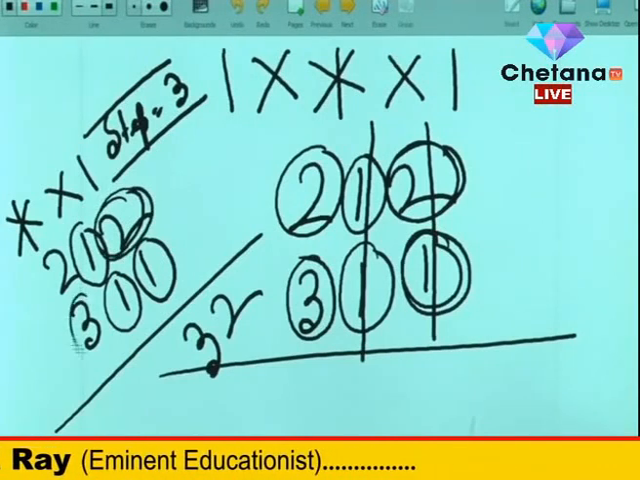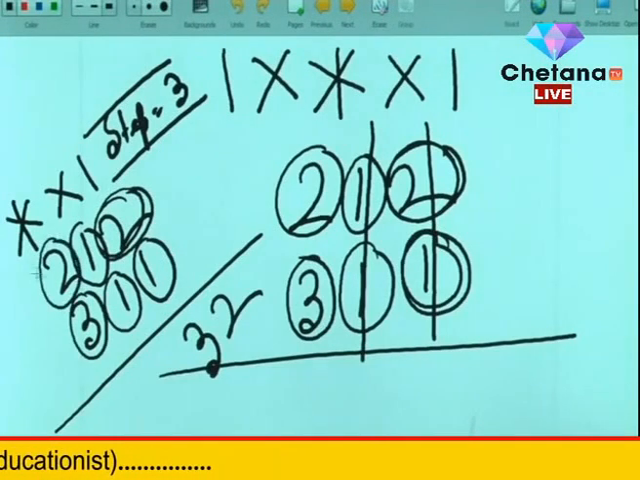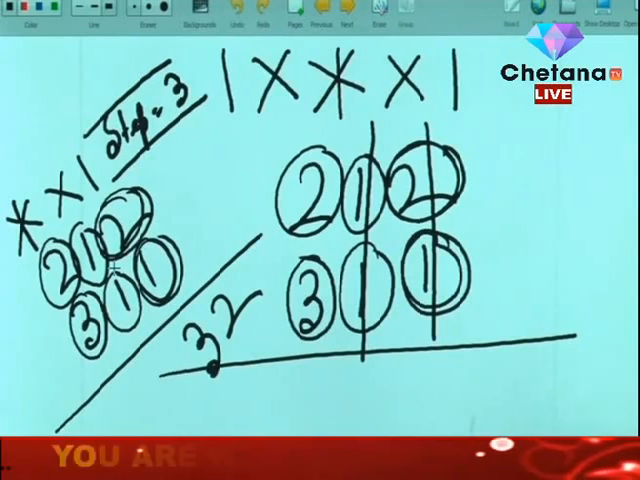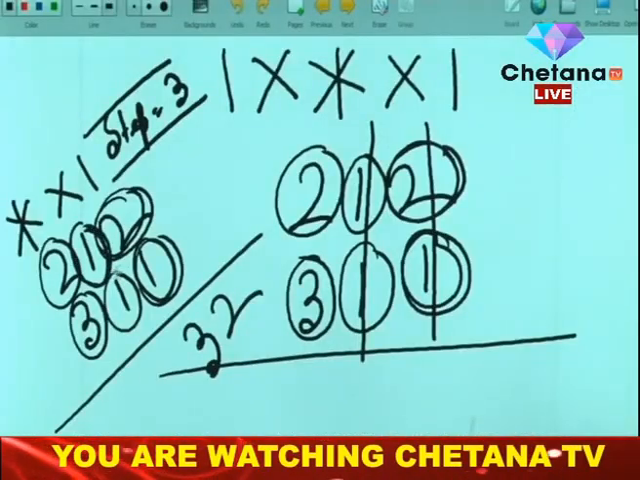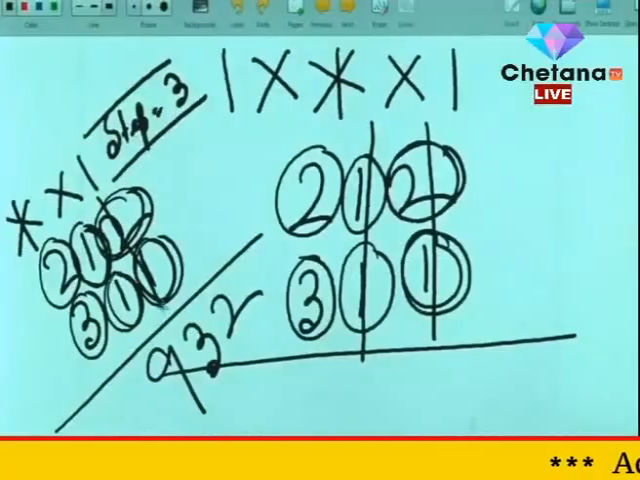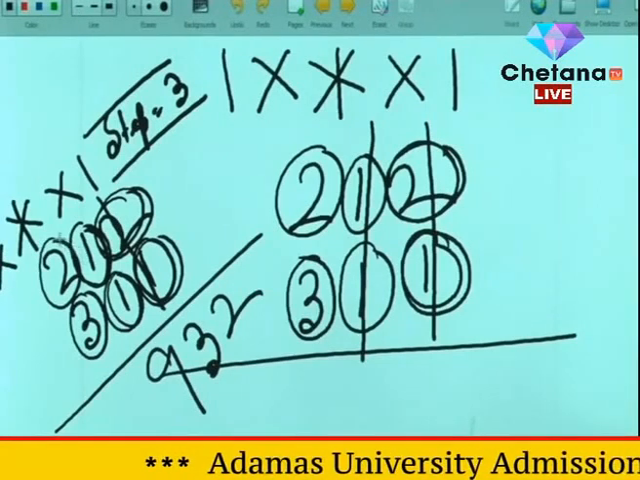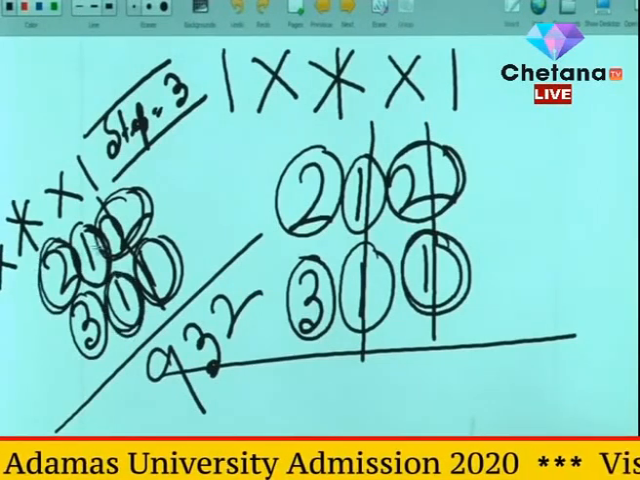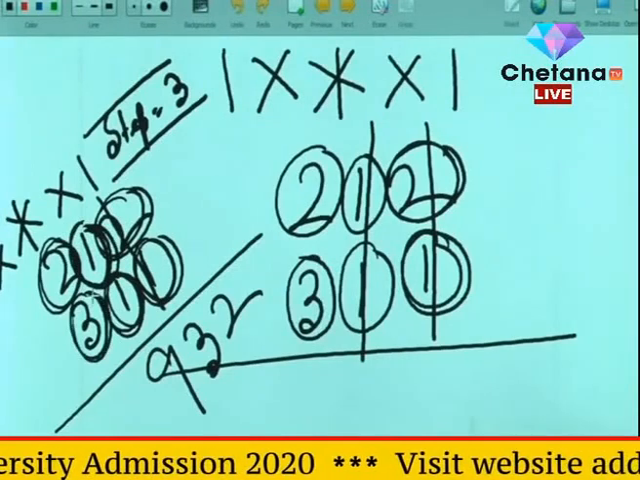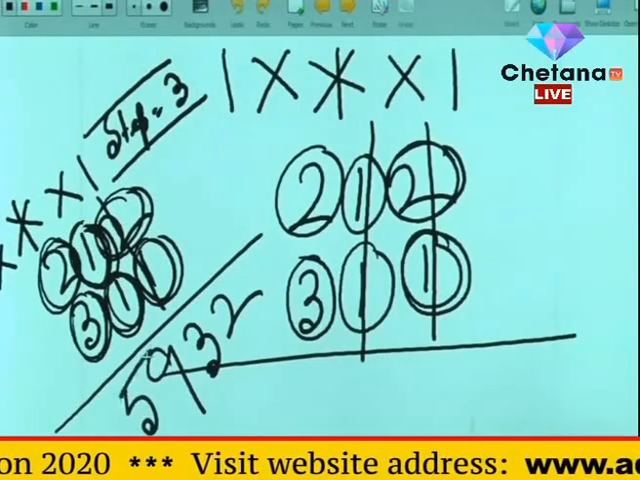3 into 2, 6. 2 into 1, 2. 6 plus 2, 8. Again straight. 1 into 1, 8 plus 1, that is 9. Clear? After considering the three columns, we will omit the first column, then cross, right? 2 into 1, 2, and 3 into 1, 3, that is 5.